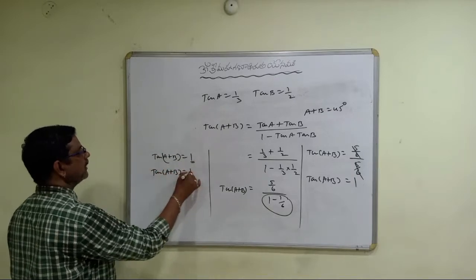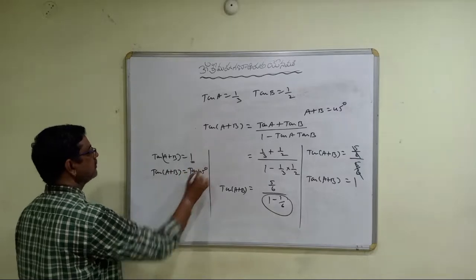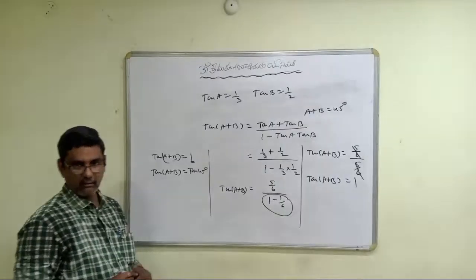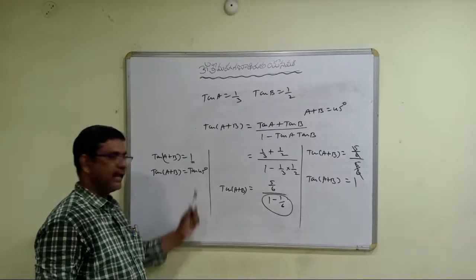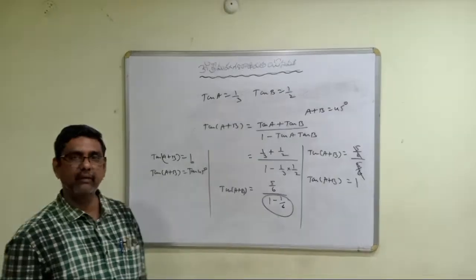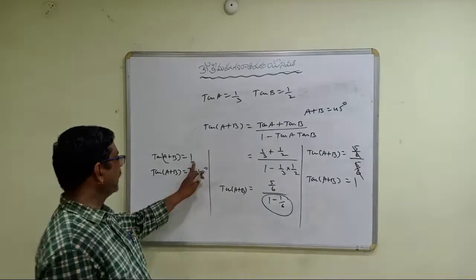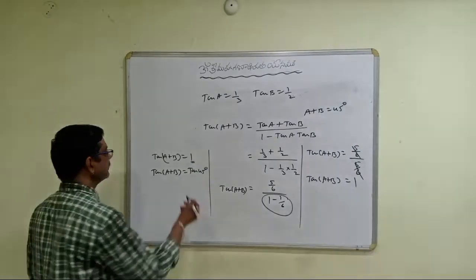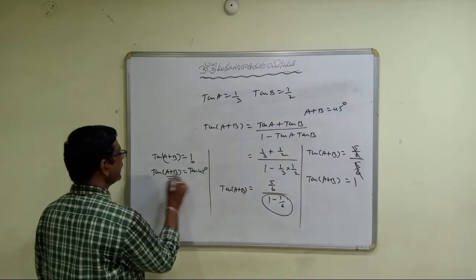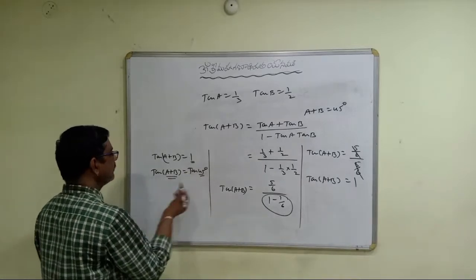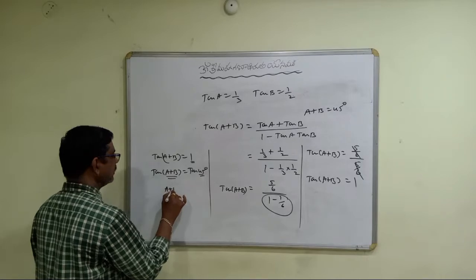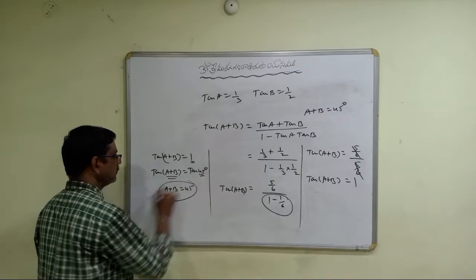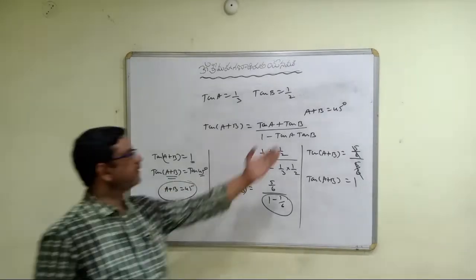Can we write 1 as tan 45? Yes, we can write 1 as tan 45. Now see, since the ratios are equal, the angles are also equal. The problem is done.